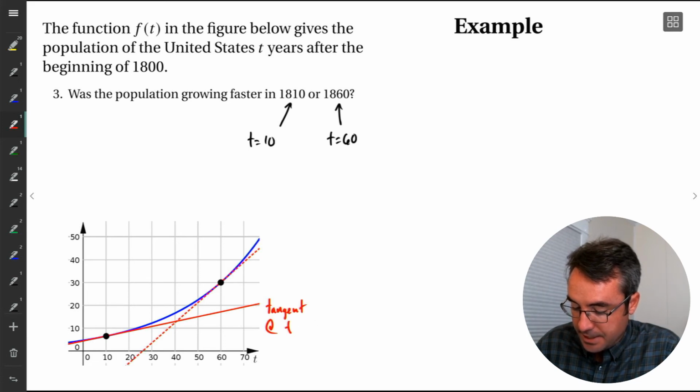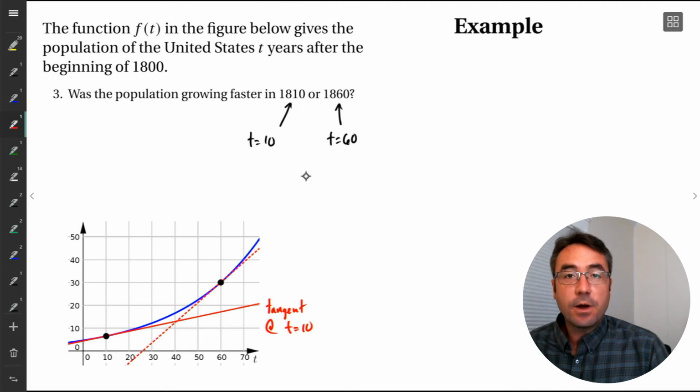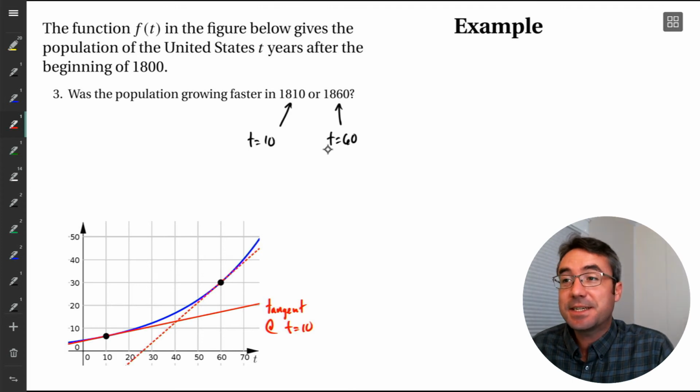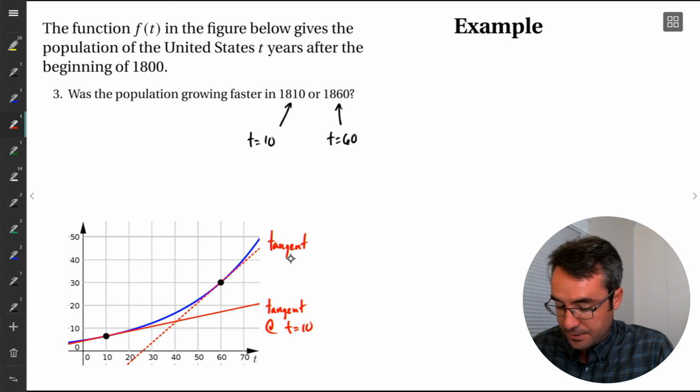at t equals 10. And then we're also interested in the year 1860. So find t equals 60 along the horizontal, plot the point on the graph, and then sketch in what you think the tangent line should be. So again, this tangent line is an estimate. So you're drawing in what you think the estimate should be, and you're estimating what the tangent line should look like.